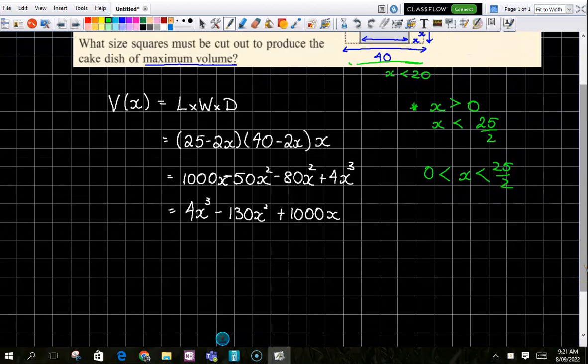So when you do your sign diagram, we already know we're going to have a block out from 0, and we're also going to have a block out from 25 over 2. So 2 new things: getting the equation, and making sure that you consider the constraints and the limitations of your values.